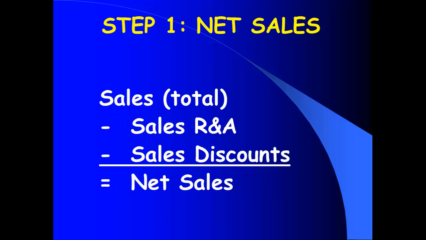Well, that is pretty much the way we're going to calculate net sales here. We're going to take my gross or total sales. I'm going to subtract the sales returns and allowances, and I also am going to subtract the sales discounts, and that will give me my net sales, the net amount of revenue I received for selling my product. So it's gross or total sales minus sales discounts minus sales returns and allowances will give me my net sales.